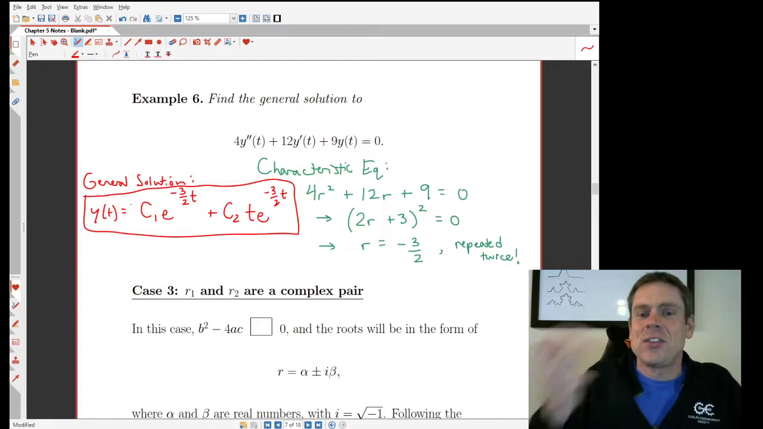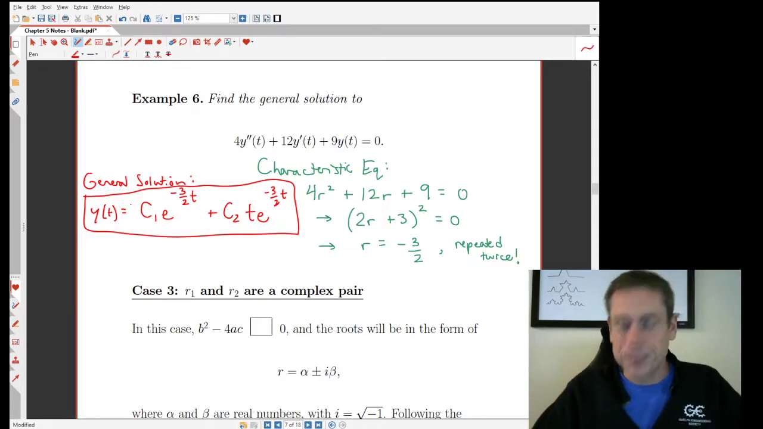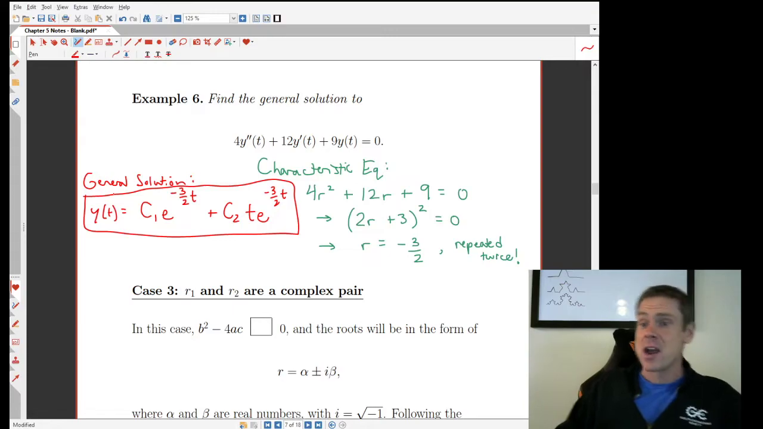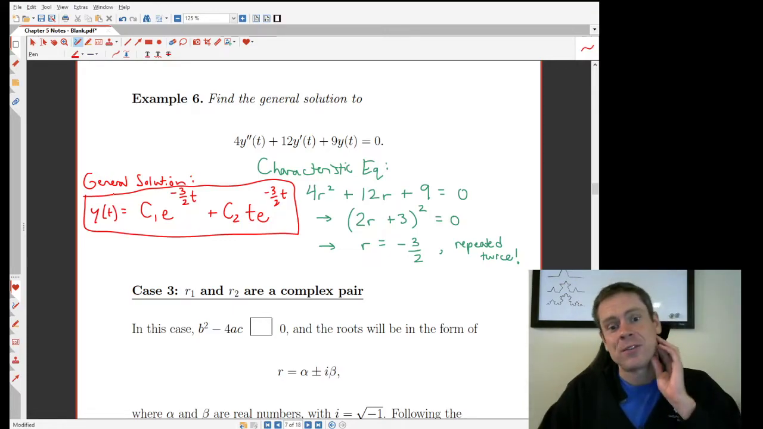So it's still just as fast, you just have to know what to look for. So that's one more case. We have one last one to touch on, and that is what happens when you get the two roots being a complex pair, which sounds like it might be very challenging. I'd say it probably is a little bit more challenging, but it's really not too bad.